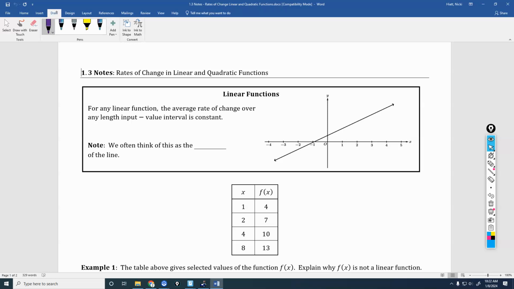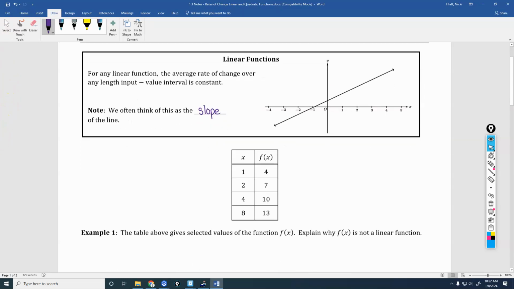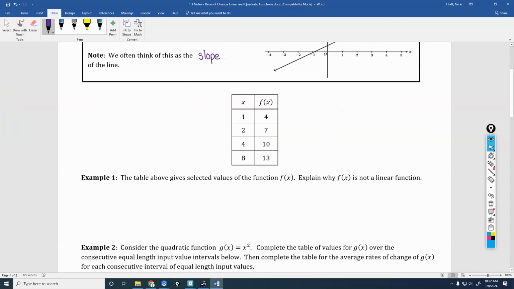Okay, we often think of this as the slope of the line, and we should have a lot of experience with figuring that out. You do this even some in Math 1. You talk about a constant rate of change. So example 1 here says the table above gives selected values of the function f of x. Explain why f of x is not linear.